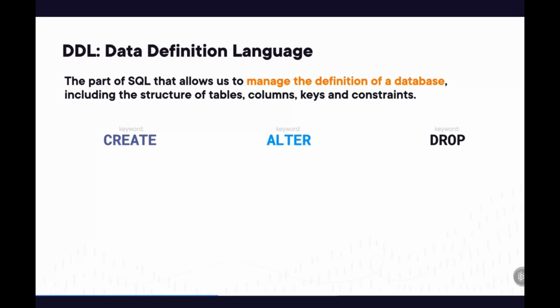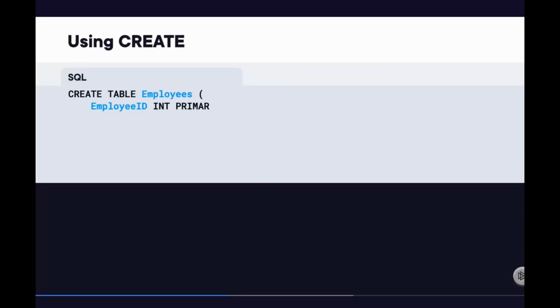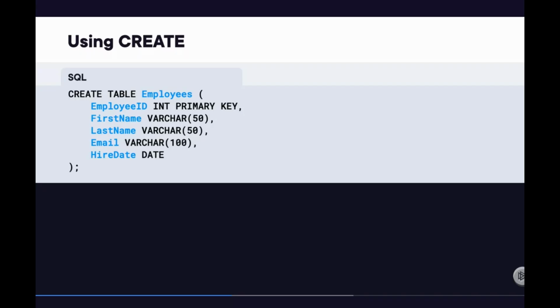We use create to create new databases and create new tables. We use alter to change them, and we use drop to get rid of them. So here's an example of a create table statement. We're creating a new table called employees with 5 columns. Employee ID is an integer. It's also the primary key. First name and last name are both variable length text or character strings with a maximum of 50. Email is also variable length text, but it could be 100 characters long. And finally, hire date is a date. A very simple example here.